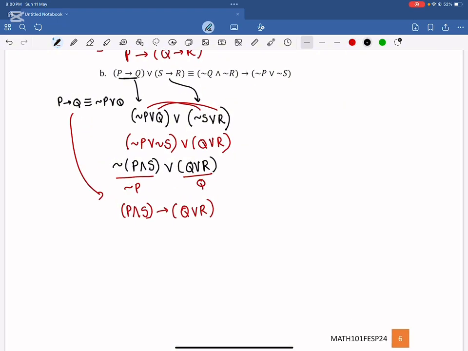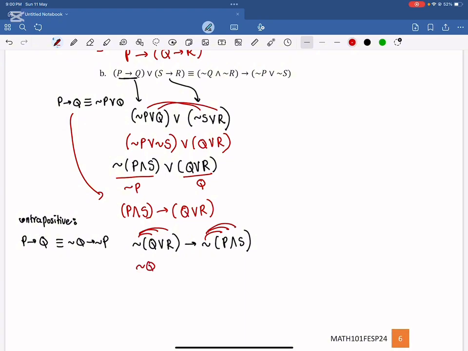Now I can use that P implies Q is equivalent to not Q implies not P, by contrapositive. Okay. So it will be not Q and R implies not P and S. So this will get distributed. It will be not Q or not R implies not P or not S, which is true.